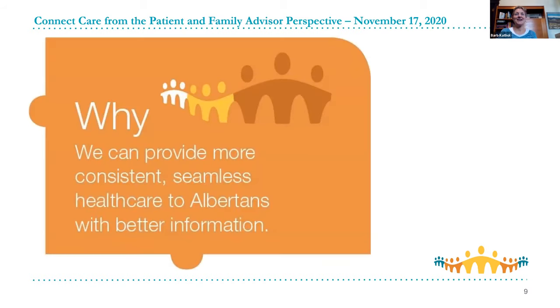Why are we doing this? Yes, to provide more consistent, seamless healthcare to Albertans with better information. So again, the consistency across the province and really seamless care, so you're not jumping from one system to another. If you're in an emergency, you're in a clinical information system, and then you go to say a clinic visit where they don't have access to that information. So the seamless part is that continuous information across the system. Next slide, thanks.